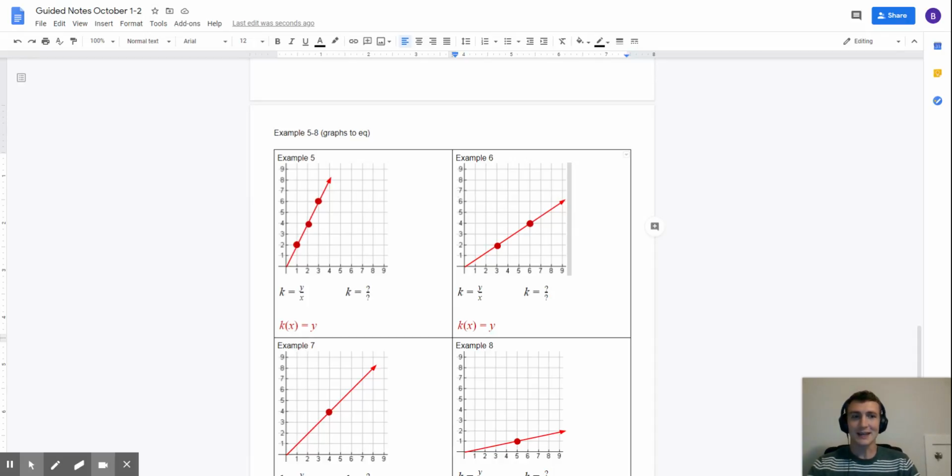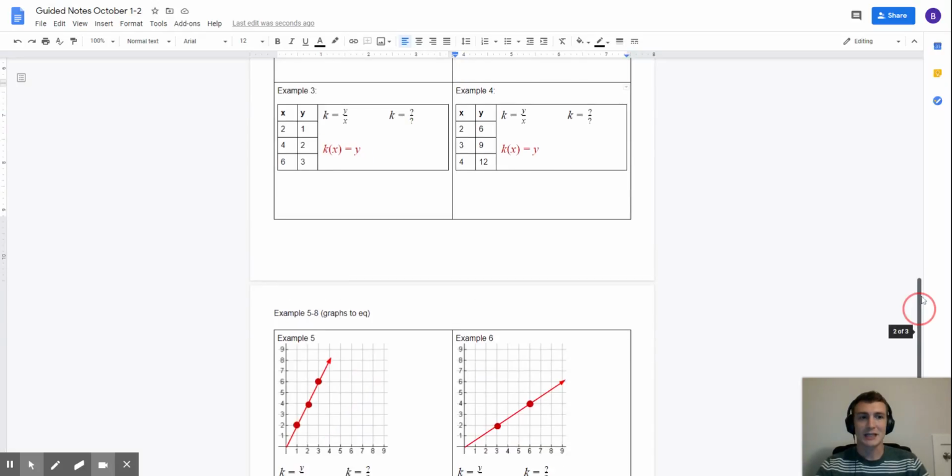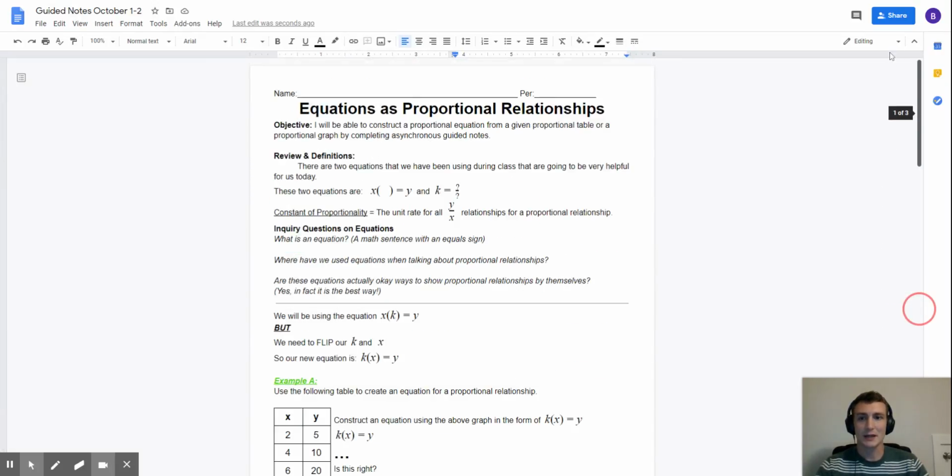And yeah, we're going to go ahead and work through this assignment together. So this is, I think, a 3-page assignment for our new guided notes that we're going to be working on for the next few days. So that's a brief introduction, and let's go ahead and get started with this.